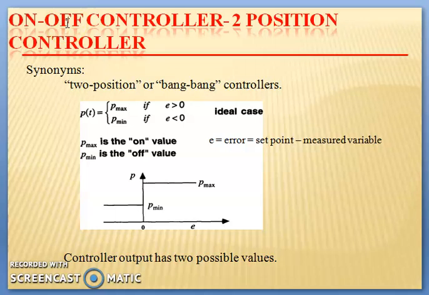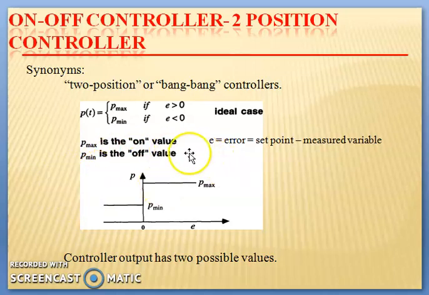It is also called a two position controller. If the error is greater than 0, then the parameter P that we are going to control has its maximum value, and if error is less than 0, then the value of this variable is minimum. Obviously this is the ideal case. Error less than 0 and error greater than 0, only two cases we are observing. So P max is the on value, whereas P minimum is the off value.